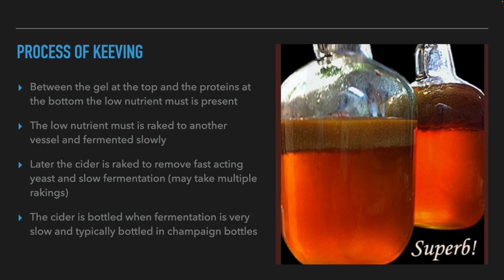After the gel is formed, between the gel and the protein that floats on the top and the bottom is the must with low nutrients. This must is transferred to another container and a slow fermentation begins. Every few days, another racking is done to get rid of yeast that work quickly and sink. It may take several times. Finally, the cider is bottled when the fermentation is very, very slow using champagne bottles, which can withstand the pressure.